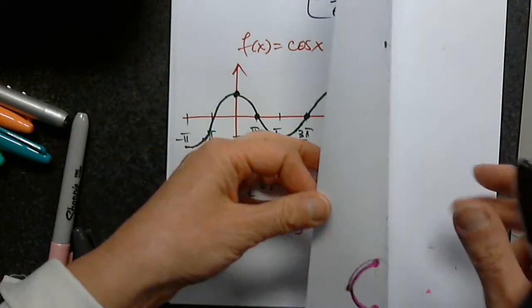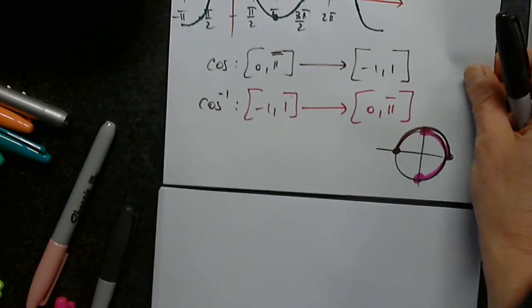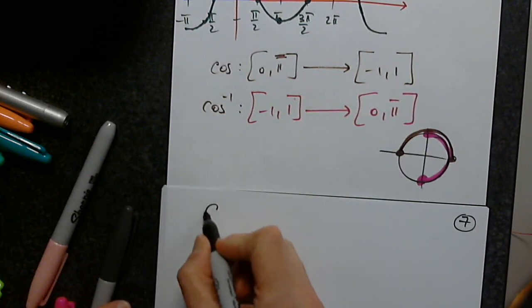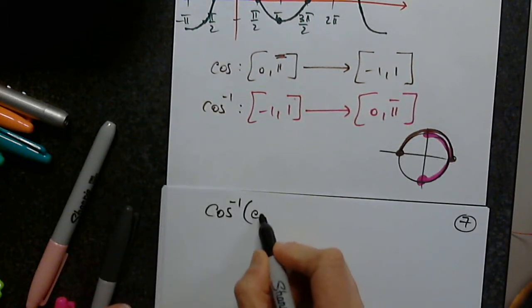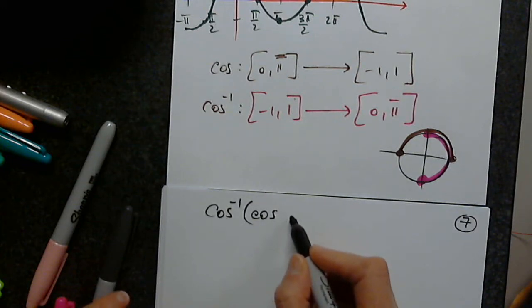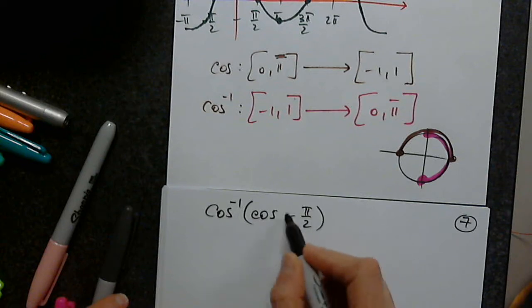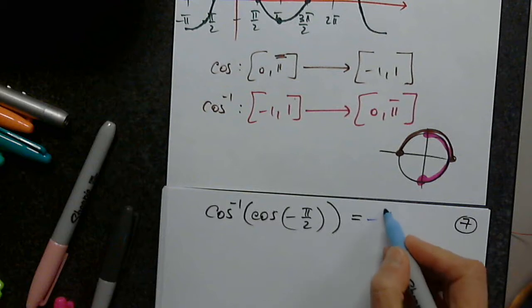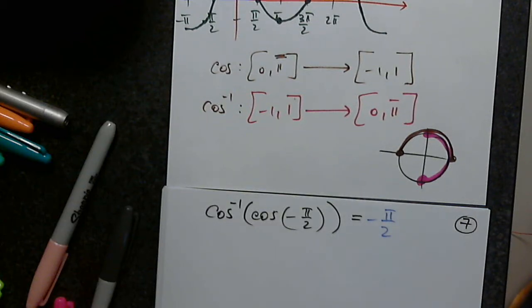Let me give you a couple of examples. I want to determine cosine inverse of cosine of negative pi over 2. What would you be tempted to write? Right, I would be tempted to write this.